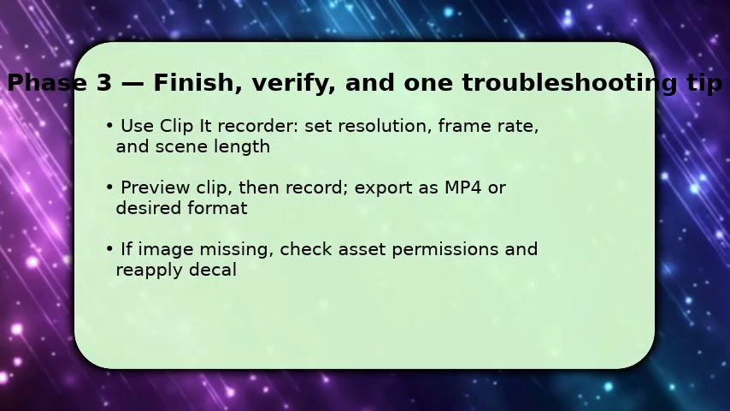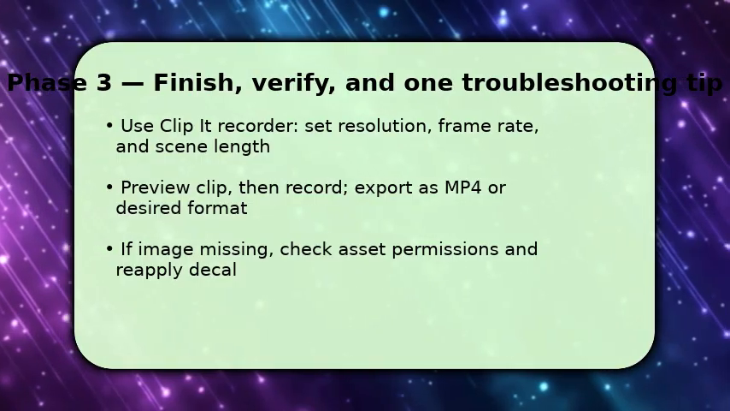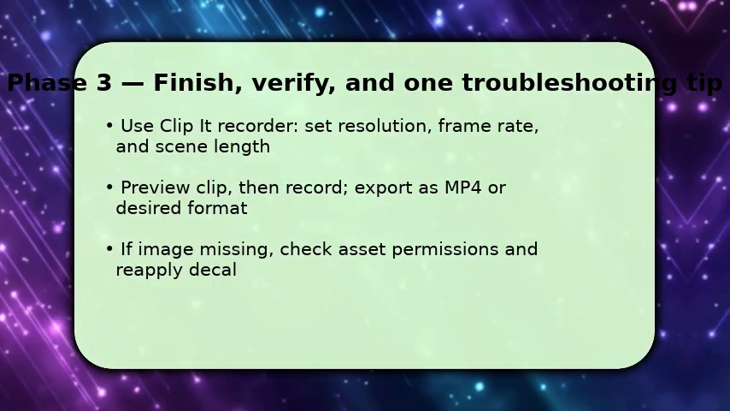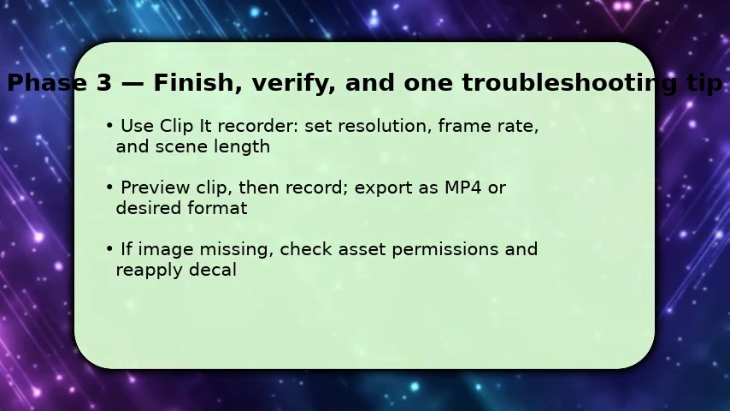Finally, set up your Clip It recording. Choose resolution and frame rate, then set scene length so animations finish cleanly. Preview the scene to confirm images appear and animations are synced. Once satisfied, record and export as MP4 or your chosen format.